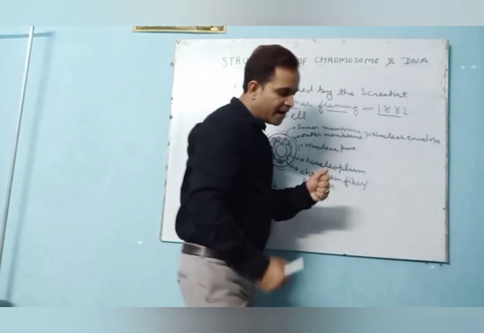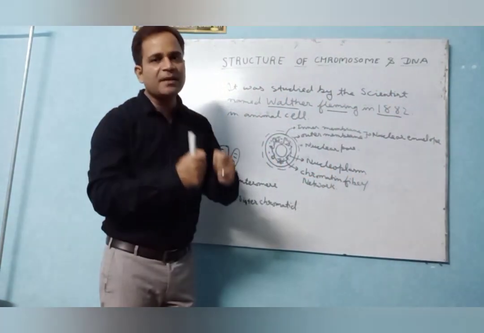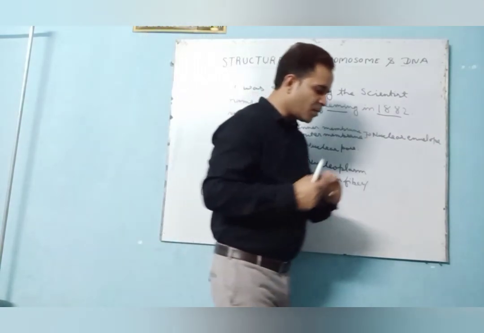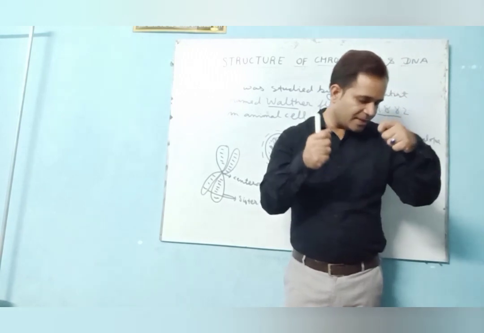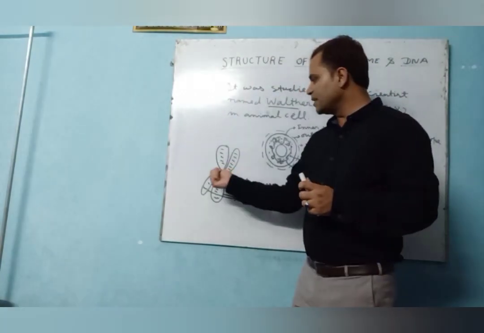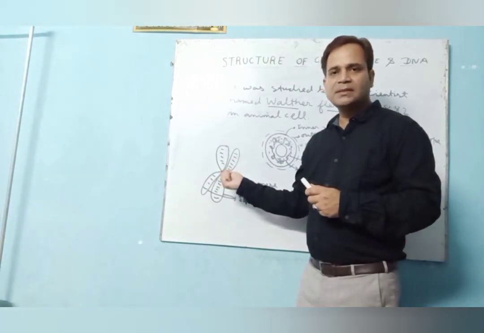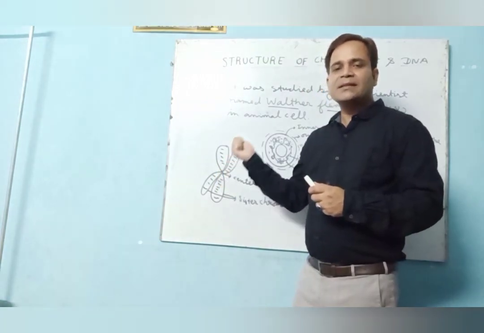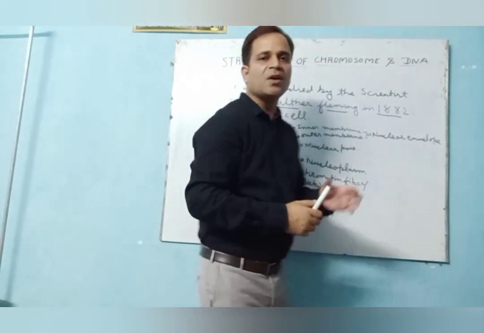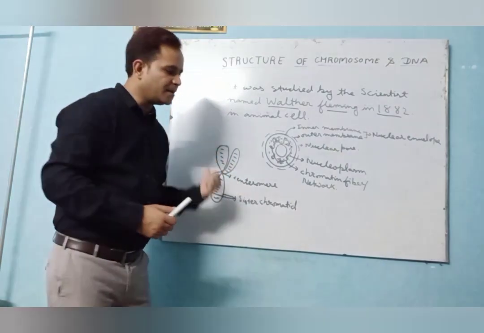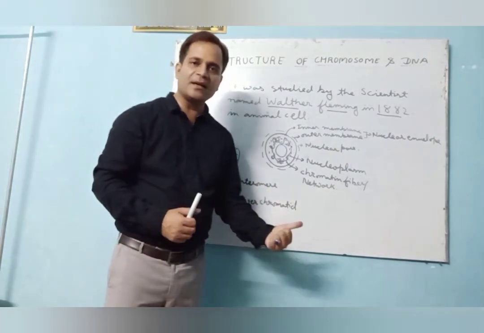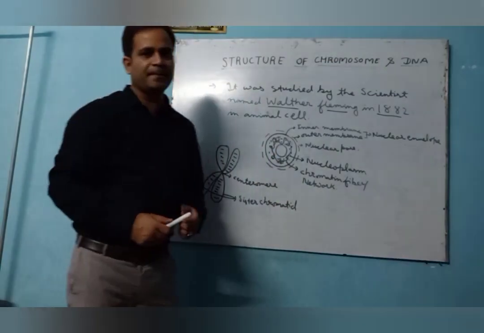Second, it provides the point of attachment of spindle fibers at the time of cell division. It forms spindle fiber-like structures which are formed during cell division. So these are the two points I am saying here about the centromere.